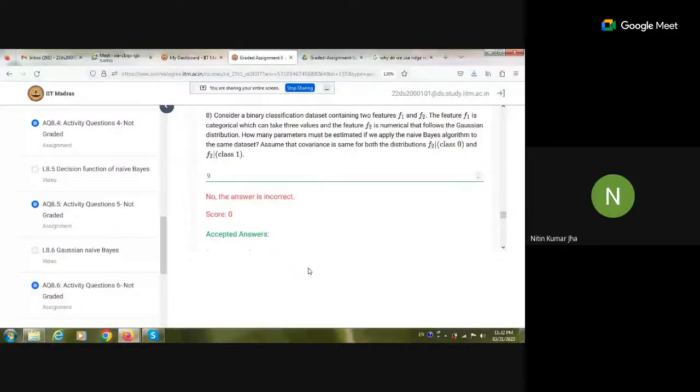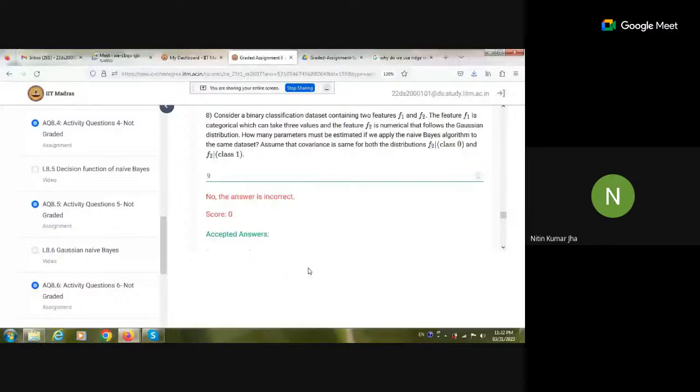Two from there. Now the first feature can take three values, right? Yeah, it can take three. Here for F2 again, mu 0, mu 1 and sigma 0. Sigma, you have to calculate three parameters there, right? Yeah, because the covariance we are assuming to be the same for both the distributions. Right. Okay, so three there, one there, and for the first feature you have three, it can take three values. Right? So you have to calculate two for class 0 and two for class 1. Four, right? Four plus one more remaining. So nine.